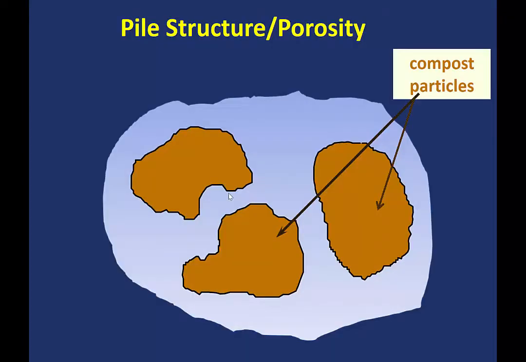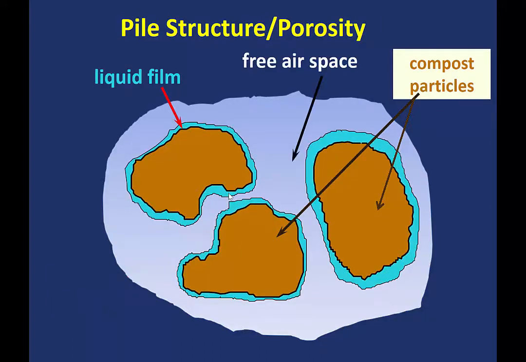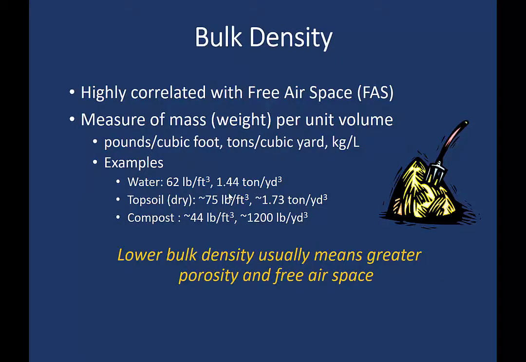So here's our compost particles. Here's our pore space, okay? But we do have liquid film around our pore space, and that's our free airspace, okay? And we want to make sure that we have enough of that free airspace, again, about 50% when we start our pile, so that the airflow can get around the particles.